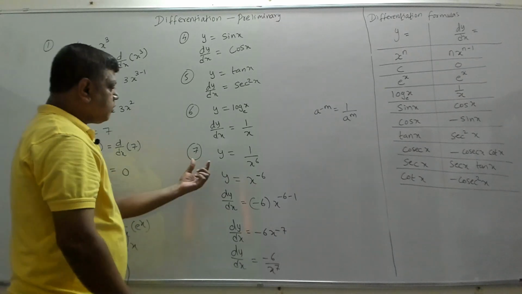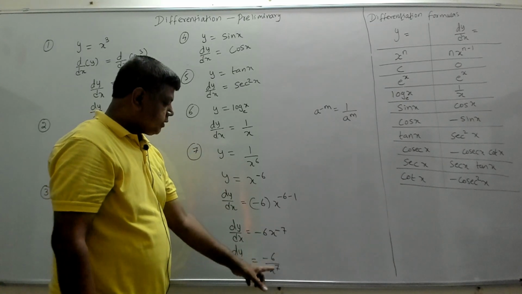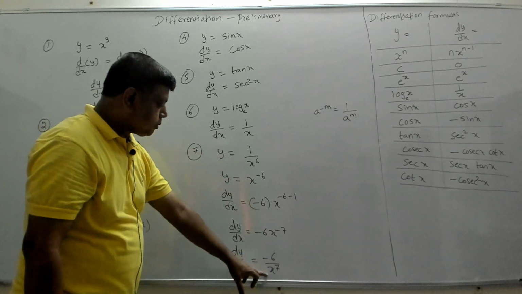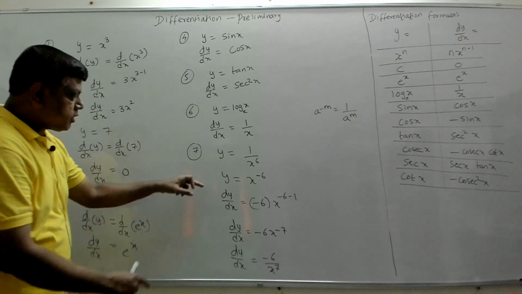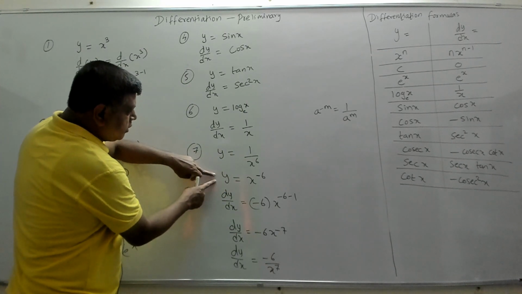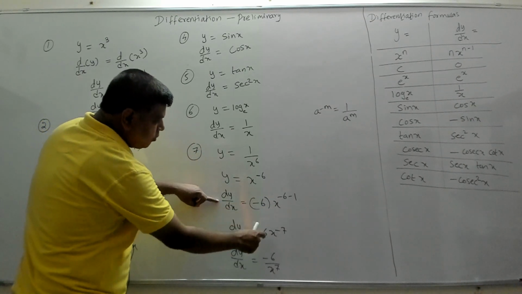So the differentiation of y equal to 1 by x power 6 is dy by dx equal to minus 6 by x power 7. If you differentiate this, you'll get this. The differentiation happened between these two steps. Here the differentiation happens, and after differentiation we are just simplifying.